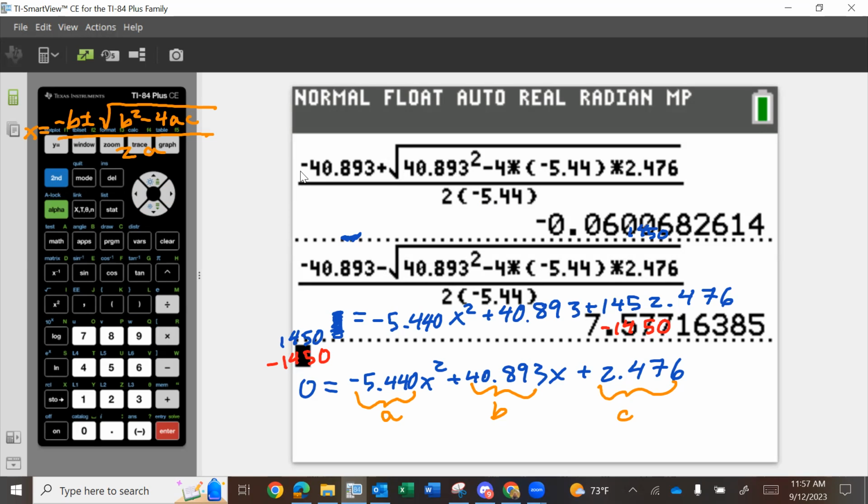Let me do a little bit of erasing here, so this is a little easier to see what we're doing. So we got 2 answers. Well, that makes sense because, hang on, let me go back to the graph. Easier to see what I'm talking about.